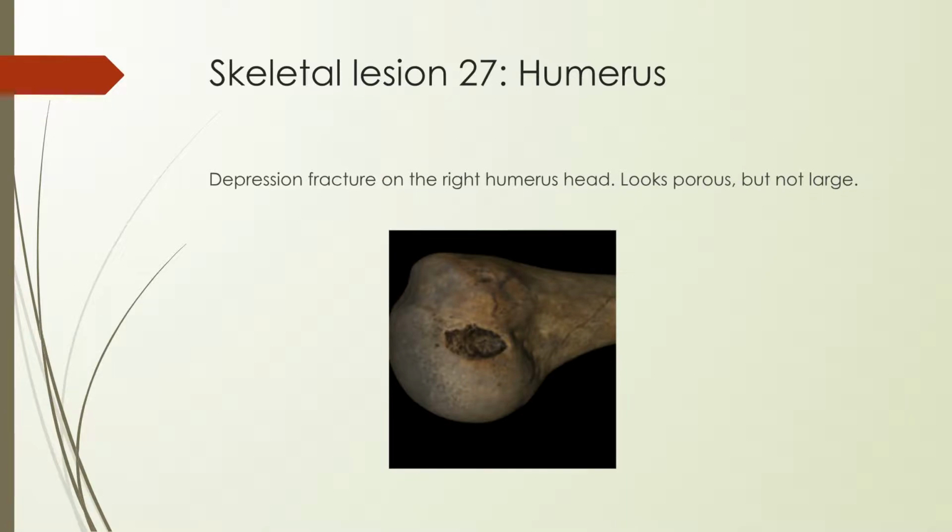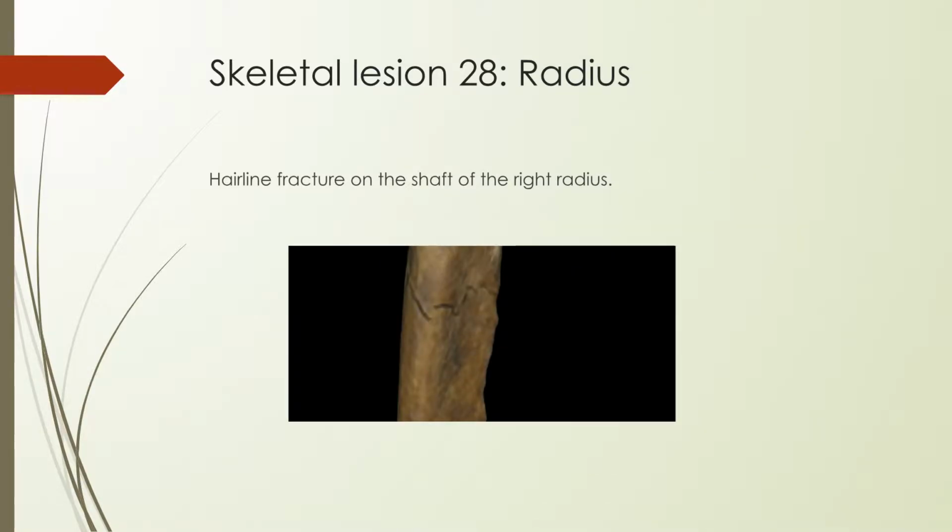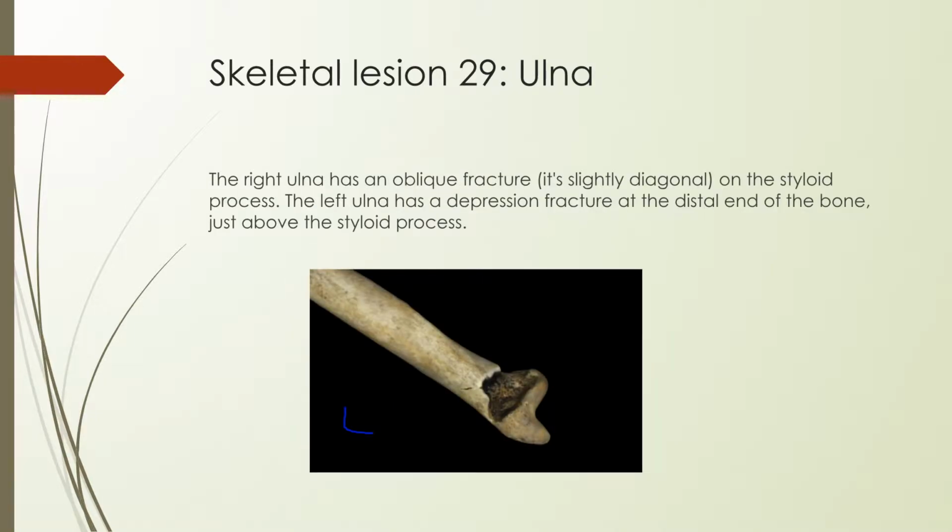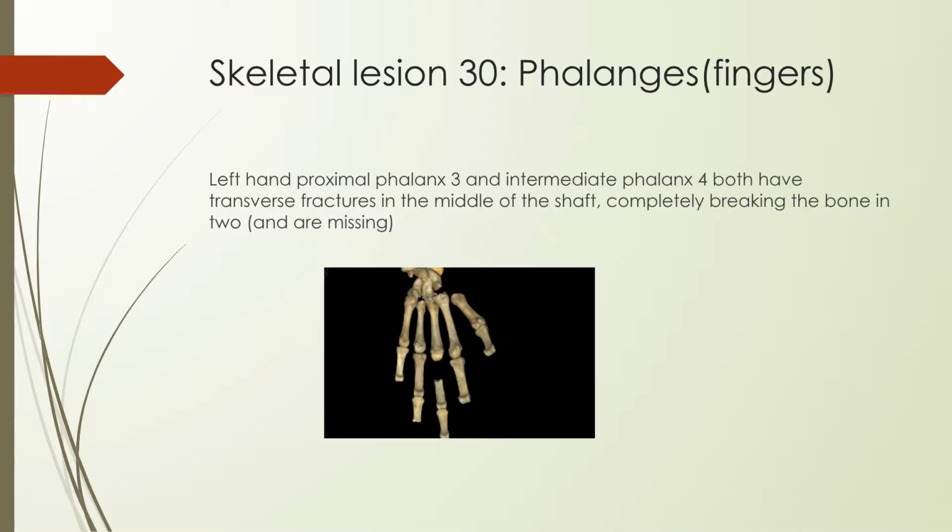The humerus has a depression fracture on the right humerus head. It's porous but not large. There is a hairline fracture on the shaft of the right radius. The right ulna has an oblique fracture, slightly diagonal on the styloid process. And the left ulna has a depression fracture at the distal end of the bone just above the styloid process.